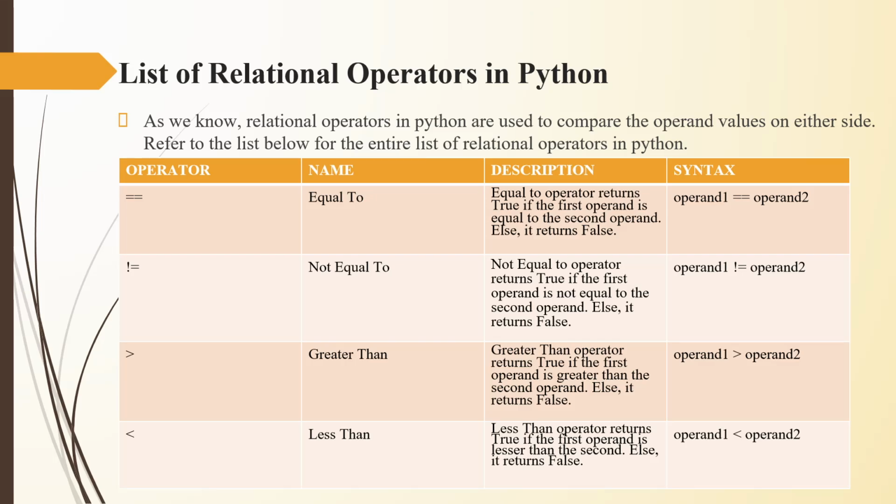Greater than checks if the left operand is greater than the right operand. Less than checks if the left operand is less than the right operand. Greater than or equal to checks if the left operand is greater than or equal to the right operand. Less than or equal to checks if the left operand is less than or equal to the right operand. In simple terms, relational operators are used to compare values, and based on this comparison, Python will tell us if the relationship is true or false.